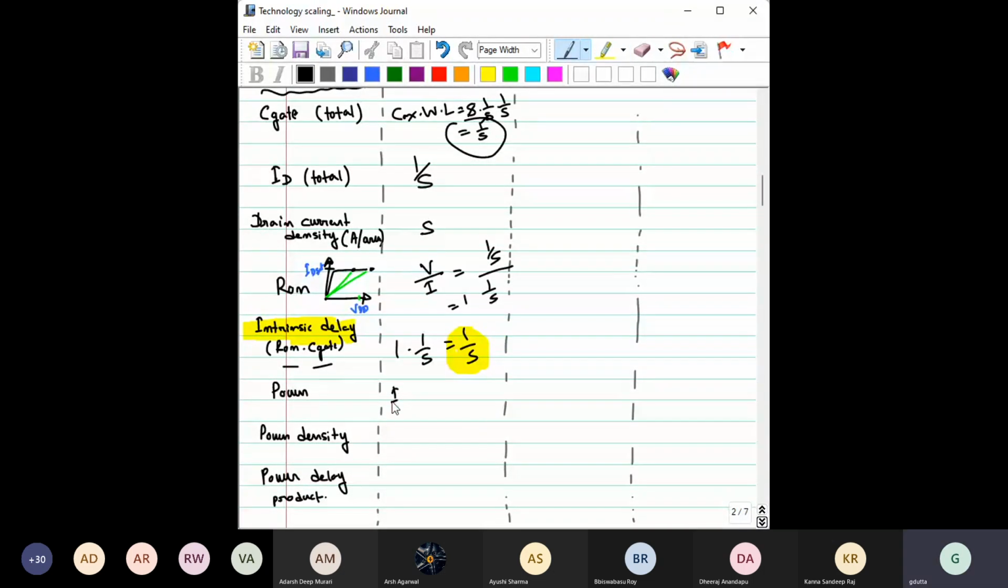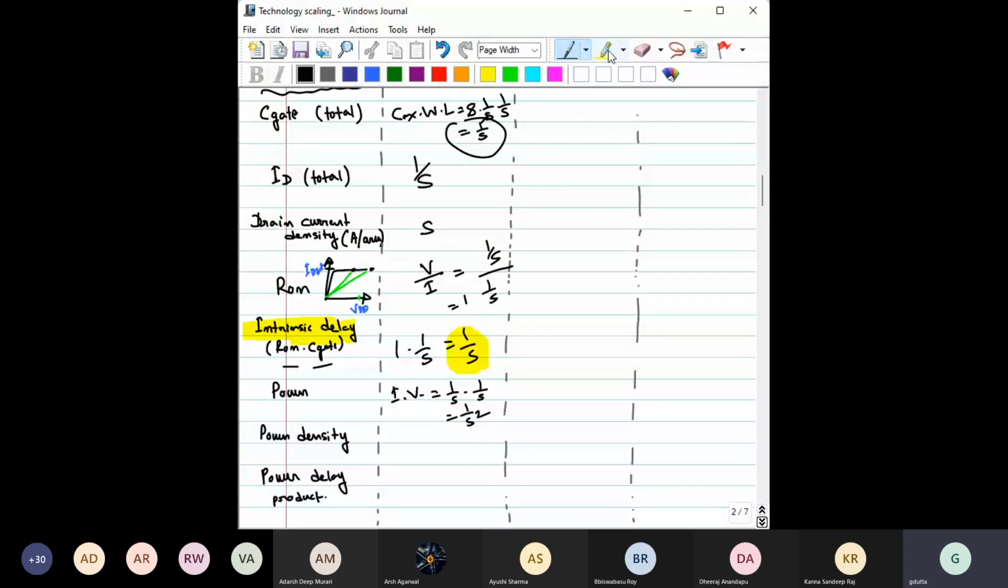What about power? Power is basically I into V. What will happen to I? I is 1/s. What will happen to V? 1/s. So that way, power becomes 1/s square.